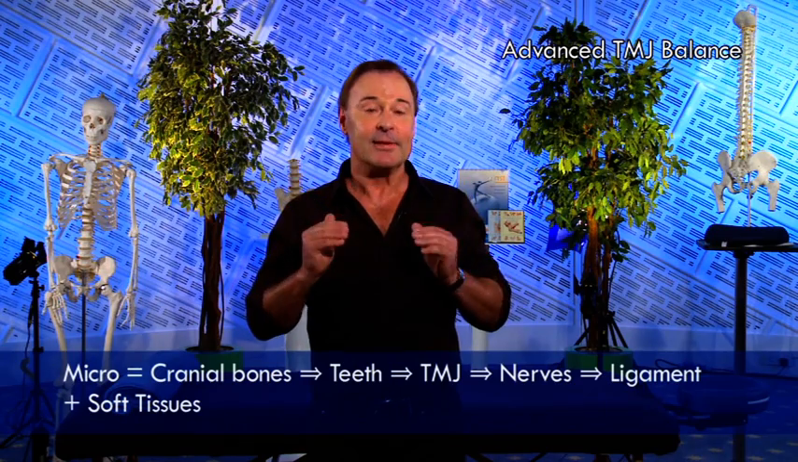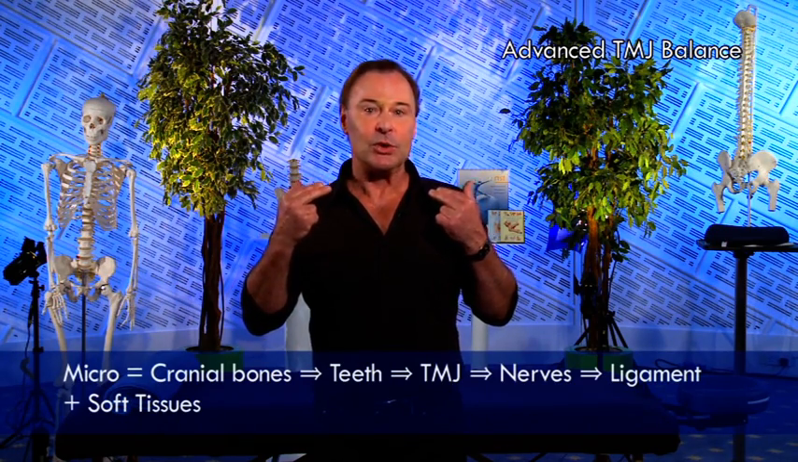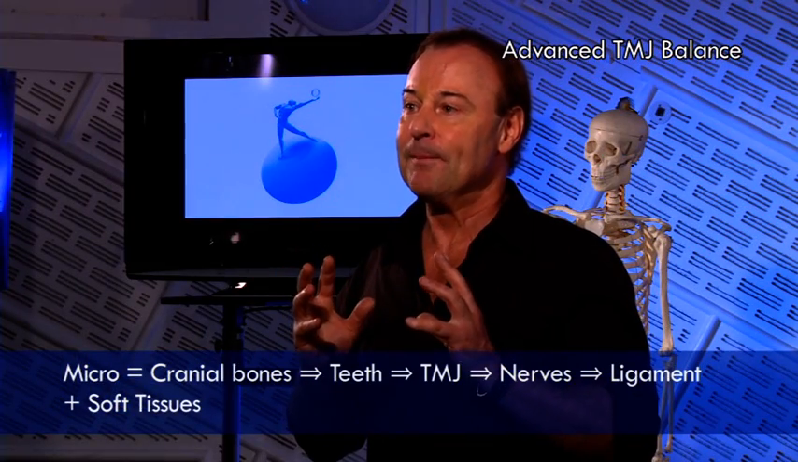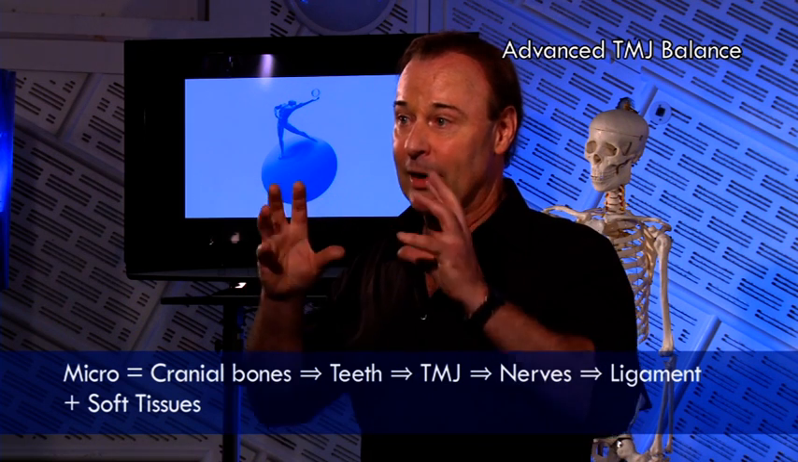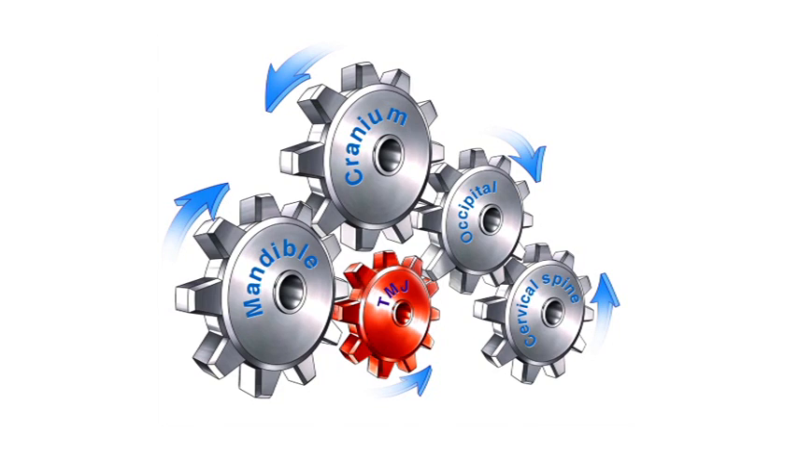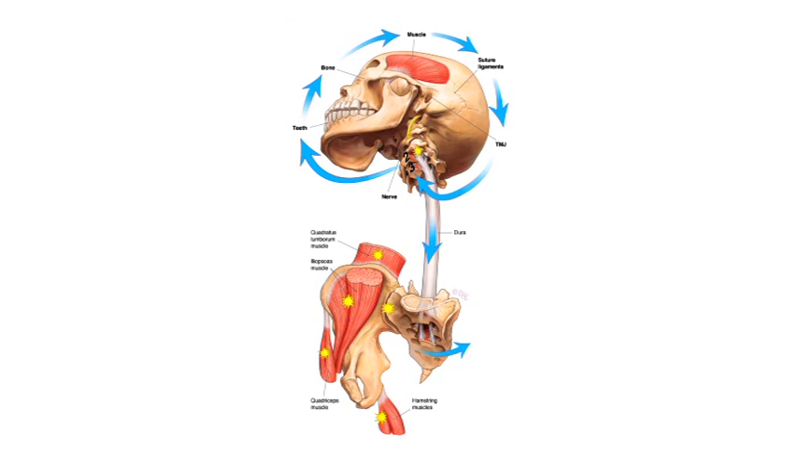In particular, the cranial bones, the teeth, the temporomandibular joints themselves, the nerves, the important nerves that go to make that system very functional, and any of the ligaments and other soft tissues that comprise that system as well. Basically, how it works is that the microsystem, which is in the superstructure of the body, exerts a hierarchical influence over the macrosystem, and therefore really deserves not only our attention, but certainly priority in our session.